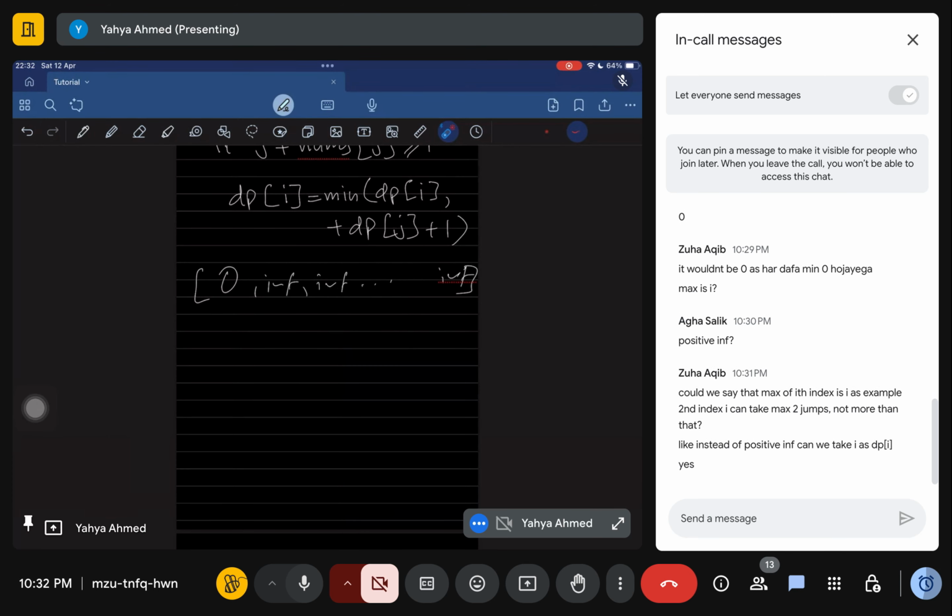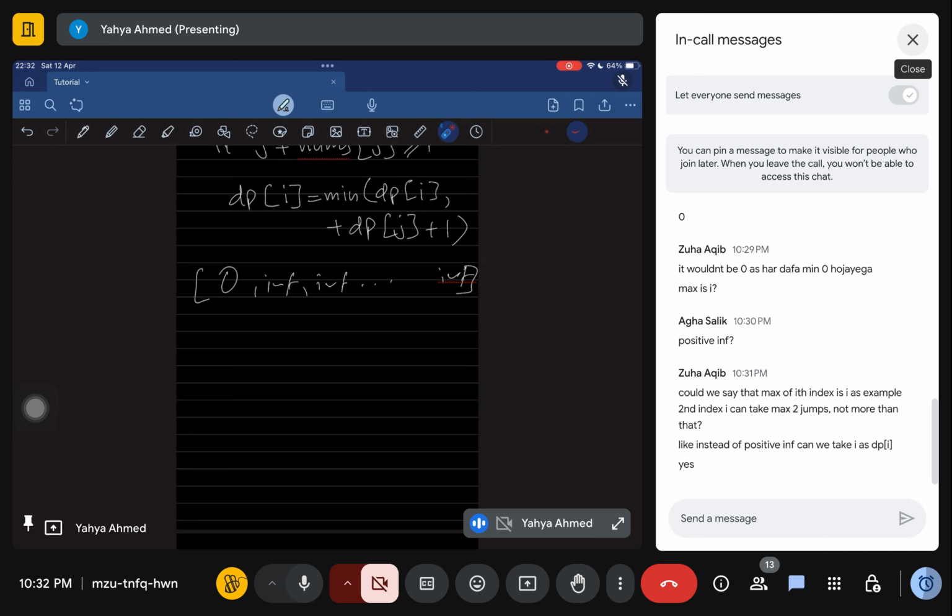I'm gonna, like, instead of positive infinity, we can take I as DP of I. Zoha, think about what that would imply. That's basically you saying, अच्छा अगर मैं, DP I का मतलब क्या है? DP I का मतलब है कि what is the minimum number of jumps I need to get to the ith index? That's what DP of I के अंदर जो value stored है, that's what that represents.